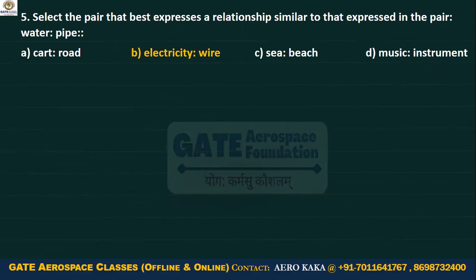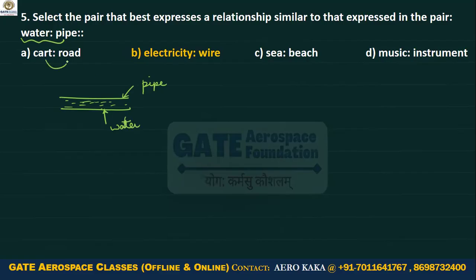Okay, now the next question is again an interesting one. The pair that best expresses a relationship similar to that expressed in the given pair. So the relationship given over here is water is to pipe. See, if you see a pipe, there is water flowing inside the pipe. This is the relation which is given.